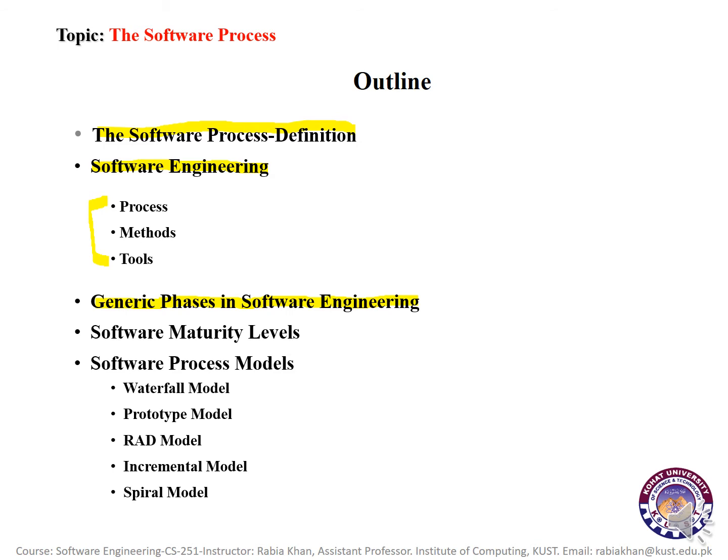Then we will be discussing how a software organization achieves maturity in its software process. What are the different maturity levels? We will be discussing that here. And then we will be discussing different software development process models. Different models are here, as you can see. We will be discussing every single one of them in detail: why they are required, on what projects they can be applied, what are their benefits, and what can be their drawbacks. We will be discussing those models in detail in the coming lectures.